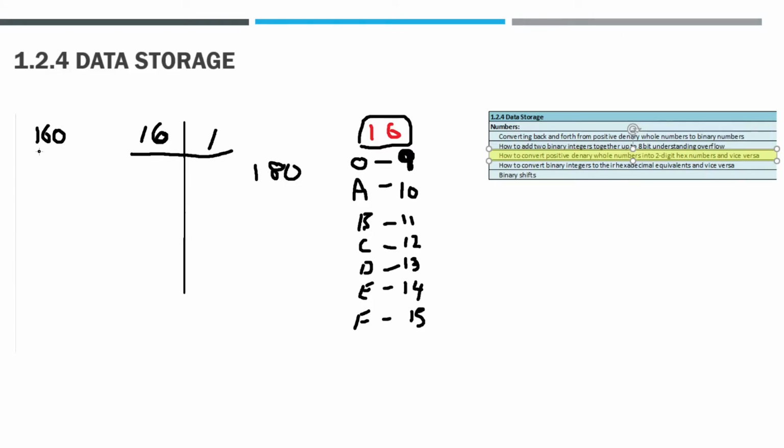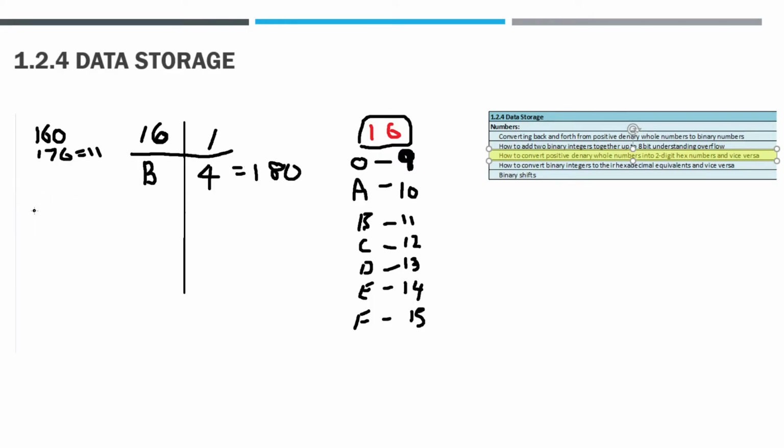Well, obviously it's 11, because 11 times 16 is going to be 176, okay? And 11 is B. So I know that if I need to go back that way, there's going to be B numbers of 16s, because 16 times 11 is 176. I'm left with 4, so this will obviously need to be a 4. So B4 is 180. Okay, that is a bit tricky.